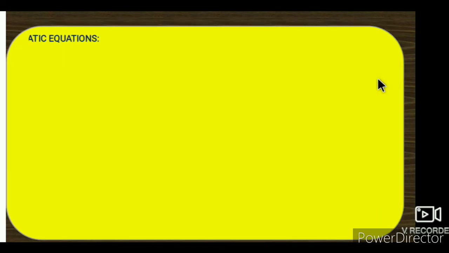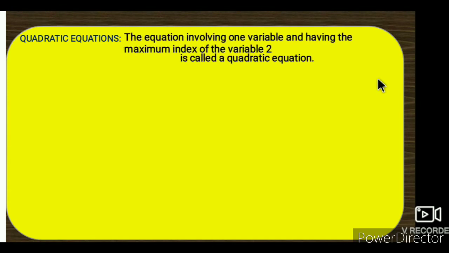What is meant by quadratic equations? An equation involving one variable, in which the maximum index of the variable is 2, is called a quadratic equation. For example, 2x square plus 5x plus 2 is equal to 0. This example contains one variable. Which one? x is the only variable, and the maximum index of the variable is 2, therefore it is a quadratic equation.